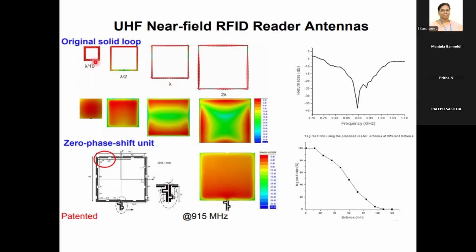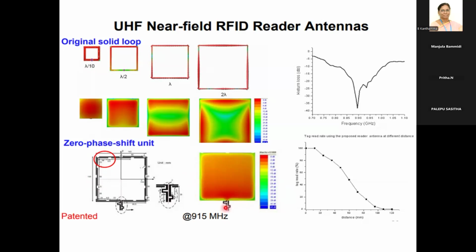So you can realize a no phase variation also by using these metamaterial structures. So this has an advantage. This is called a zero phase shift unit. There is no phase shift along the loop at a particular frequency. So you can also have a zero phase shift structure by using these small metamaterials placed here. If you are having a zero phase shift, it means a constant current distribution will be there.